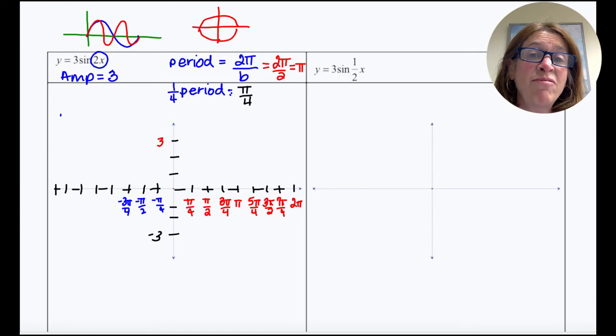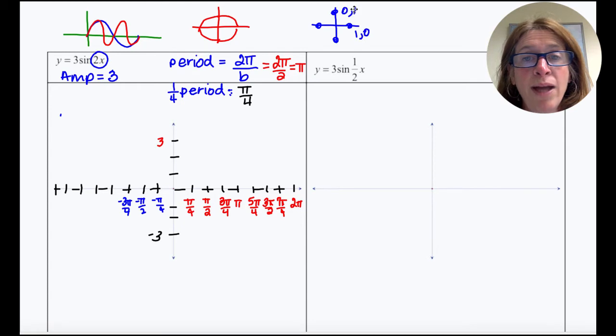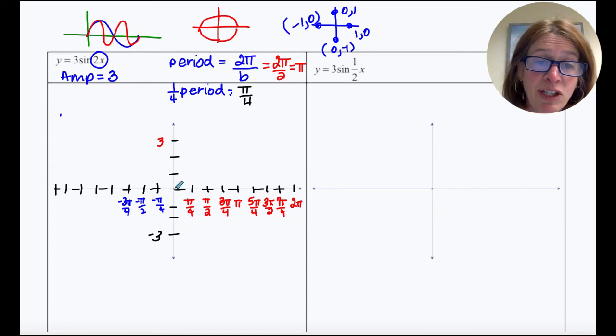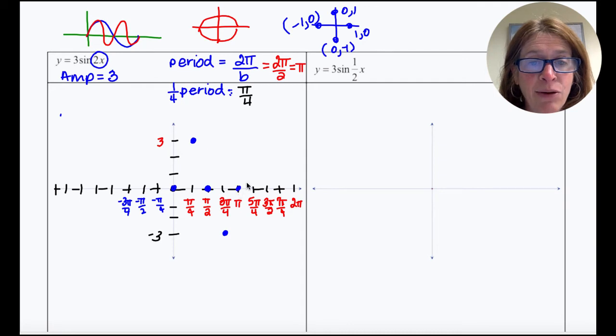Okay, so now I just have to think about my quadrantal angles. Remember, when we're dealing with sine, our coordinates are 1, 0, 0, 1, -1, 0, 0, -1. Sine is my y values, so that means I'm going to start at 0. The graph starts at 0. Actually, let me do it in blue. And then it goes up at pi over 4 to 3, back down to 0 at pi over 2, down to -3 at 3 pi over 4, and then back to 0. And then up to 3, back to 0, down to -3, and back to 2 pi.